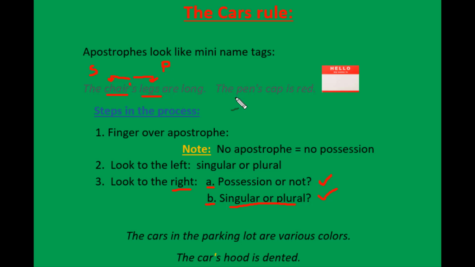On to the next sentence. Let's go through the same steps. You'll see that in this example, step 3, B, is going to be different. Step 1, take your finger and cover up the mini name tag or apostrophe. Step 2, look to the left. Pen. It's singular. There's one pen. Step 3, we look to the right.